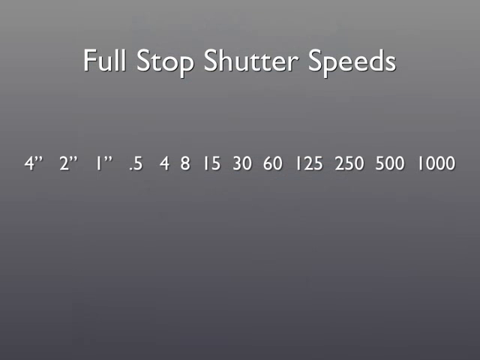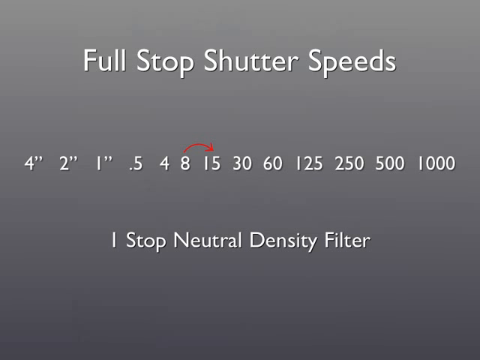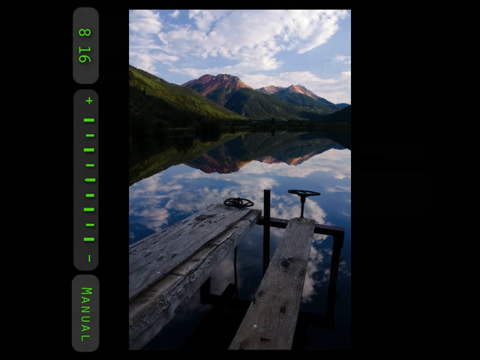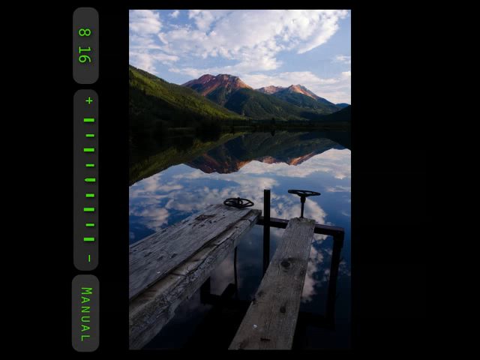Here's the full stop shutter speeds. And we went from 1/8 to 1/15th, which means one stop difference. So if we were to use a one stop neutral density filter, we should achieve the results that we want. So keeping our exposure at 1/8 at f16, that's good for our foreground. We put on our one-stop neutral density filter and take the shot. And the resulting photograph is just what we're looking for.